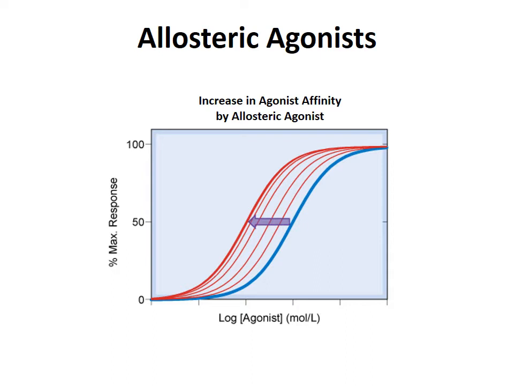On a graph, it would look something like this. I want you to look at the curve on the right first, the blue one, which is your starting point or control curve. And what we're doing on the bottom here is we're giving more and more of your normal, we'll just call it a full agonist for now, to make it easier. We're giving more and more, and then it goes up, up, up, and we get the maximum biological response. However, if I did that in the presence of a little allosteric agonist, the curve would shift to the left. A little more allosteric agonist, it would shift to the left even more.